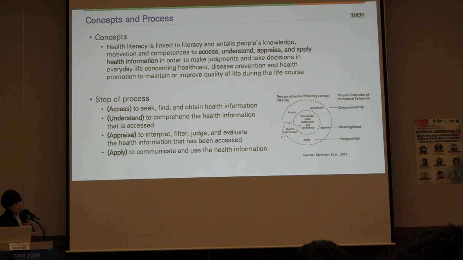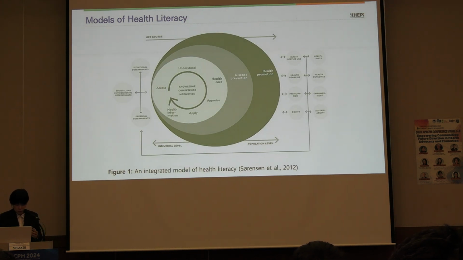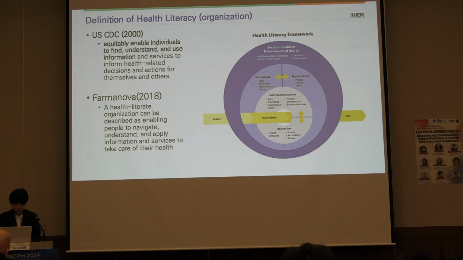So that is the integrated model for health literacy. You can see it. There are concepts and processes of health literacy. The model emphasizes the social character of health literacy by including personal, social, and environmental situational factors that influence individual health literacy. We have four phases: access, understanding, appraisal, and application. That is the very famous integrated model for health literacy. And that is the definition of a health literate organization, which focuses on organizations supporting people to find, understand, and use information.